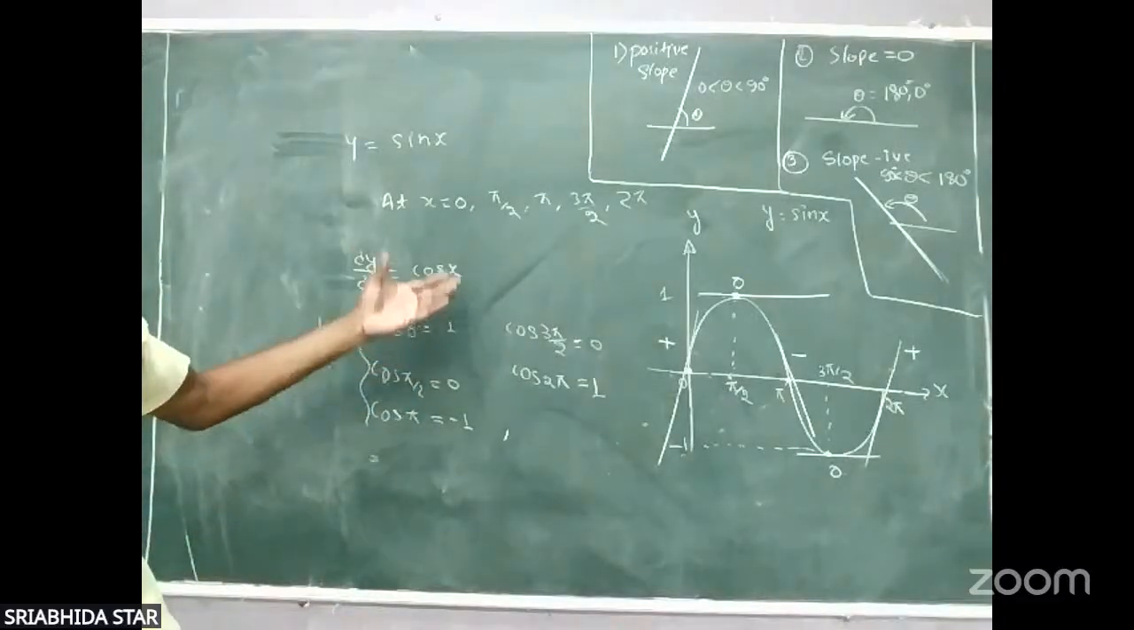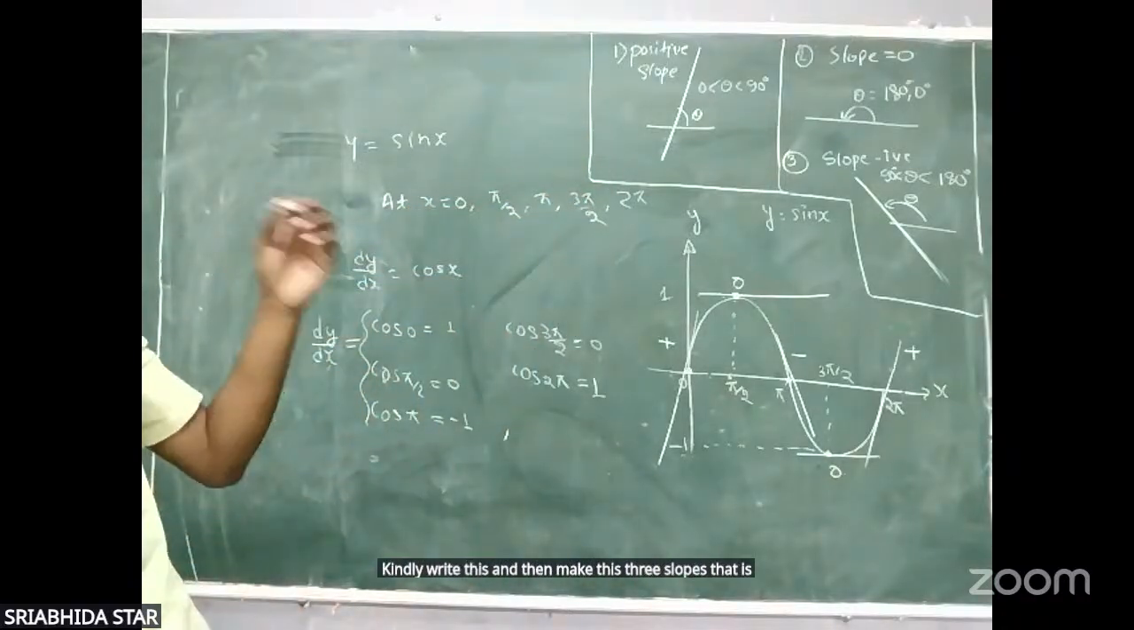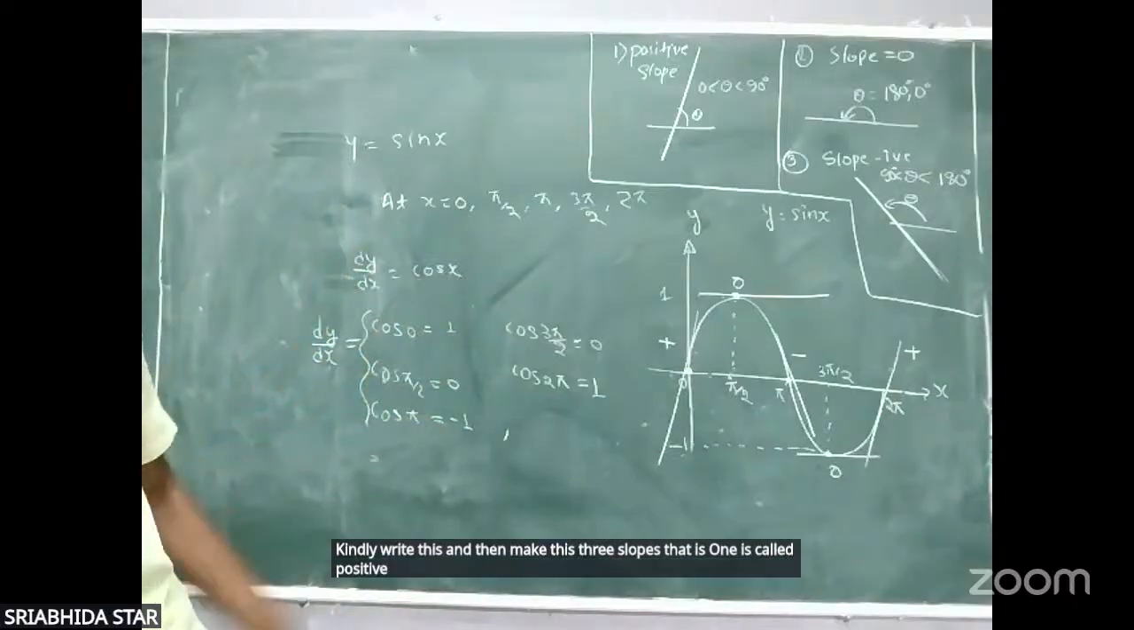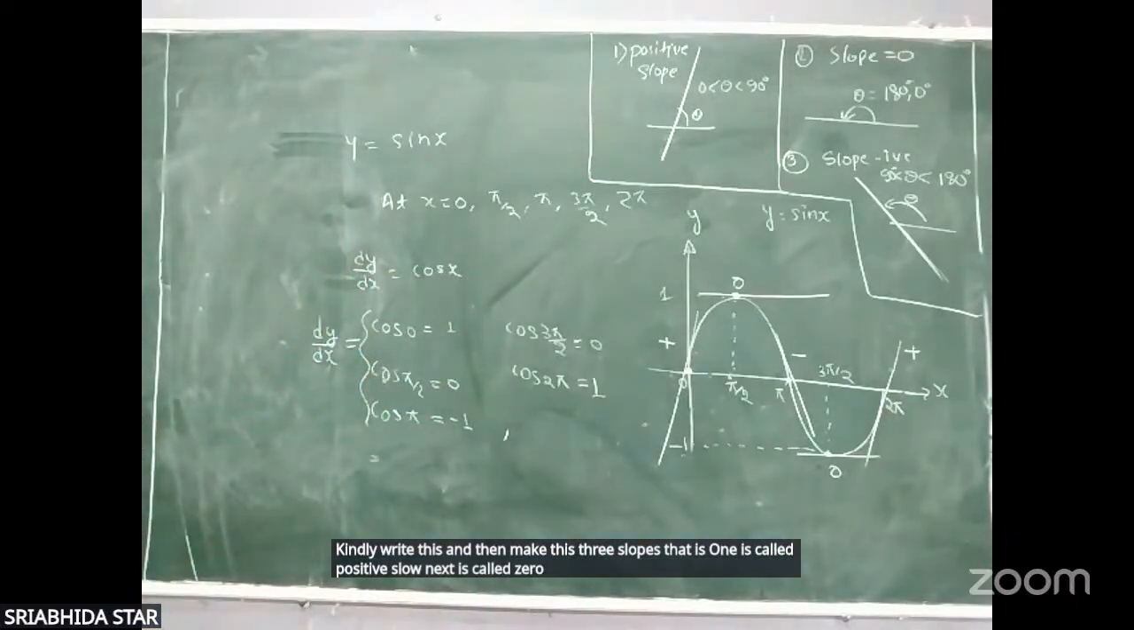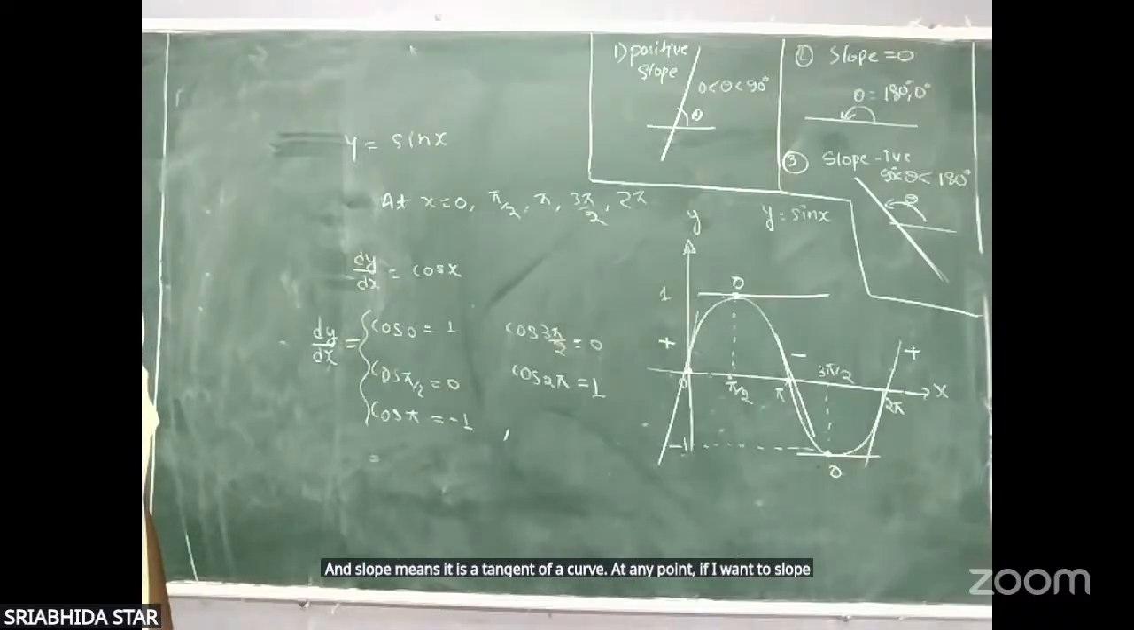Kindly write this and then make these three slopes. That is, one is called positive slope, next is called zero slope, then the third is called negative slope. And slope means it is a tangent of the curve. At any point, if I want the slope, I will draw the tangent.